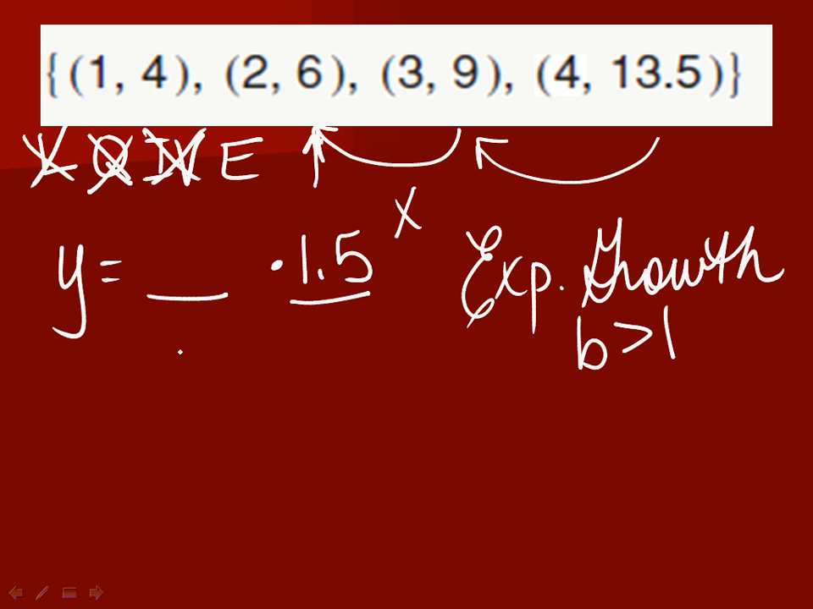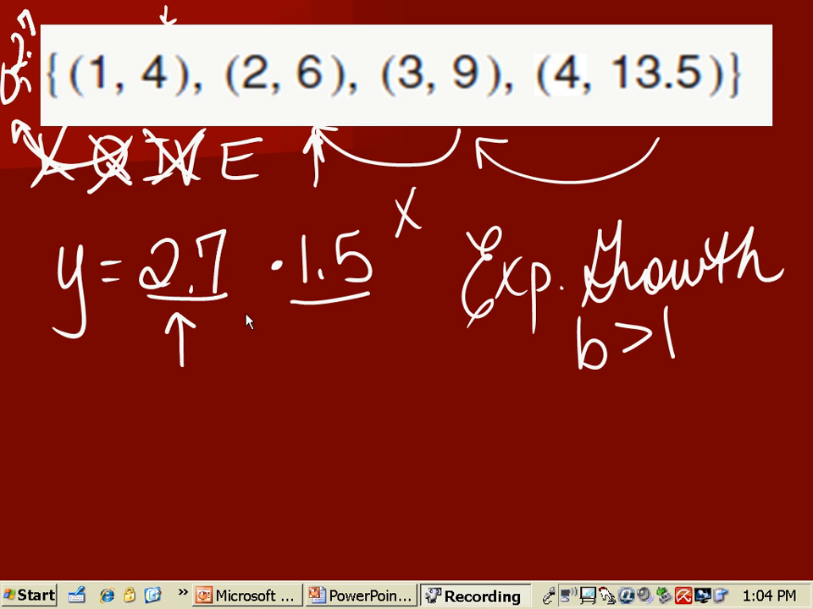Okay, now what's this right here? The y-intercept. But is that 1, 4? Is that the y-intercept? No. I've got to work backwards to the 0. Right. So I'm going to take my 4, divide it by 1.5, and that's going to tell me where it started. 2.6666, thank you, 2.7. So my y-intercept is 2.7.